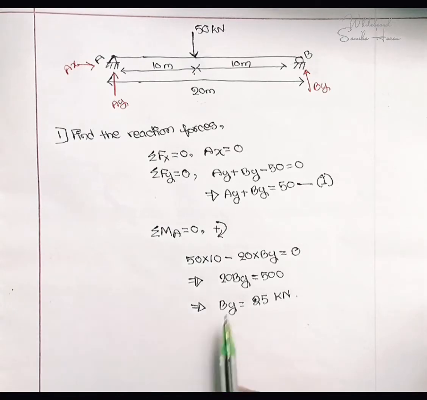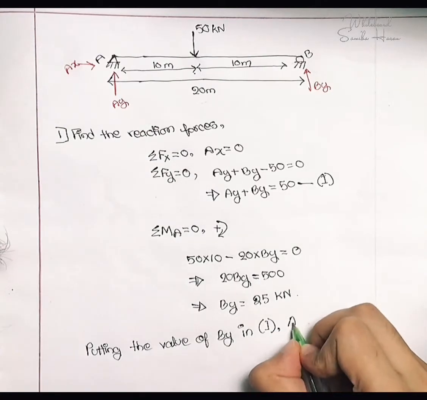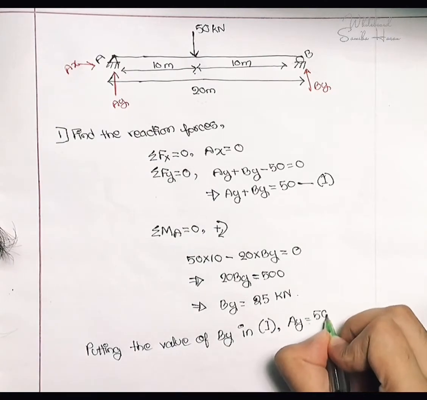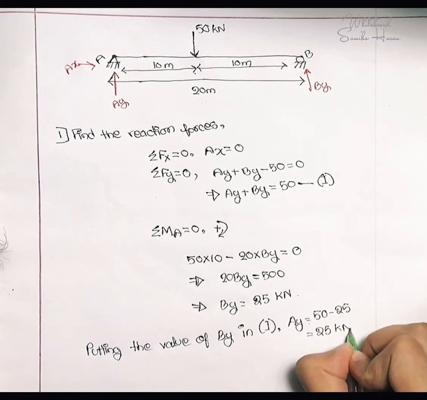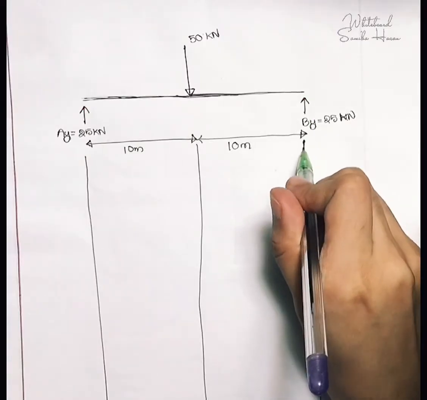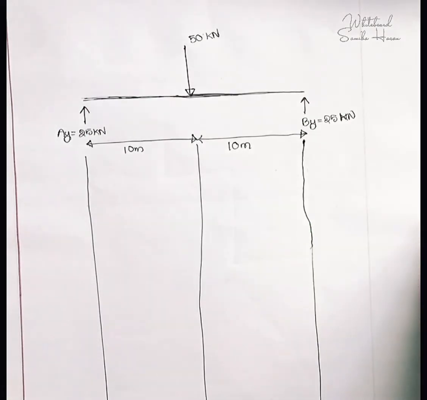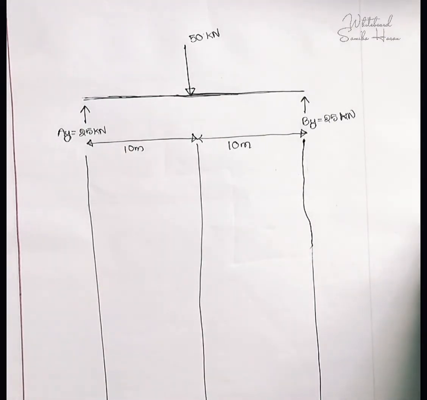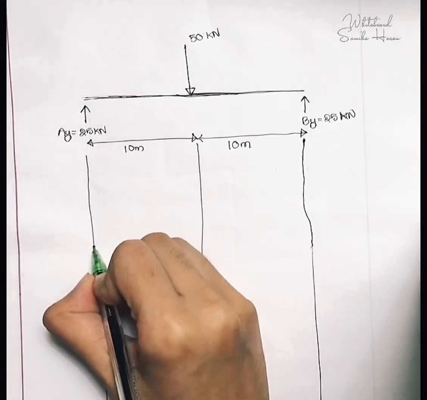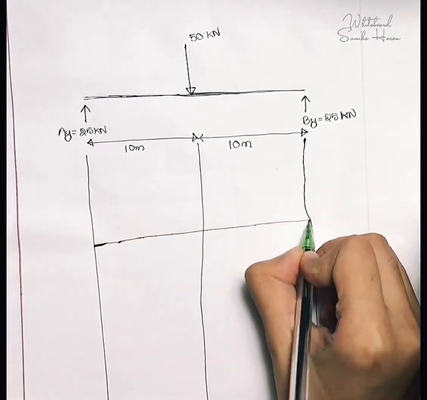kilonewton. Now as I know the value of By, let me put it in equation 1, and I will have Ay is equal to 50 minus 25, which is 25 kilonewton. So here is my diagram, and now I will draw my SFD and BMD. At first I will draw my SFD following this diagram, and then I will draw my BMD following my SFD.